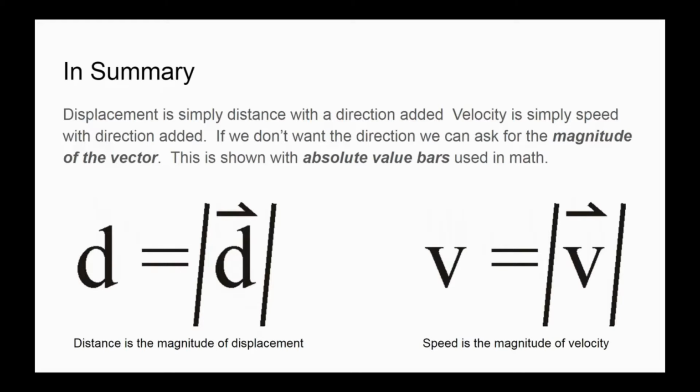If we don't want the direction, we can ask for the magnitude of the vector. This is shown with absolute value bars used in math. So it looks kind of scary, but distance is equal to the absolute value of displacement. Speed is the absolute value or magnitude of velocity.